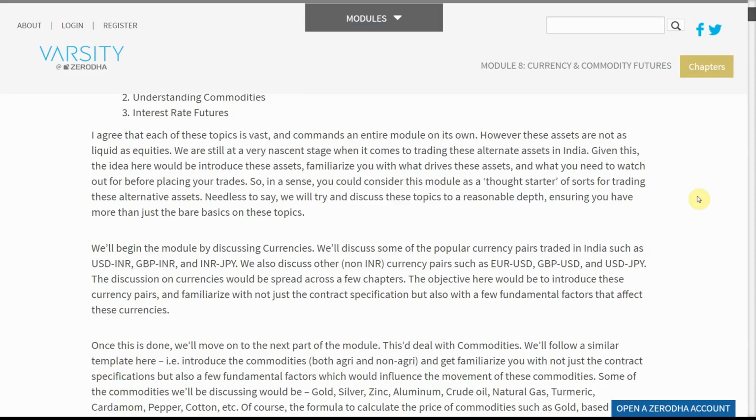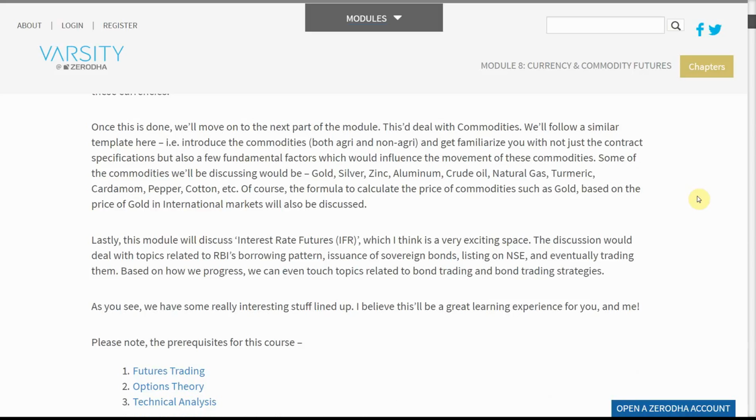The discussion on currencies would be spread across a few chapters. The objective here would be to introduce these currency pairs and familiarize with not just the contract specification but also with a few fundamental factors that affect these currencies. Once this is done, we'll move on to the next part of the module. This deals with commodities.